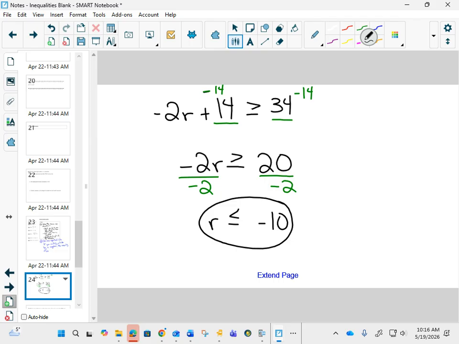We follow all of our steps from before, always doing the opposite, combining our like terms. If you have brackets, you're going to have to get rid of them. And then if you multiply or divide by a negative, you get that all by itself.